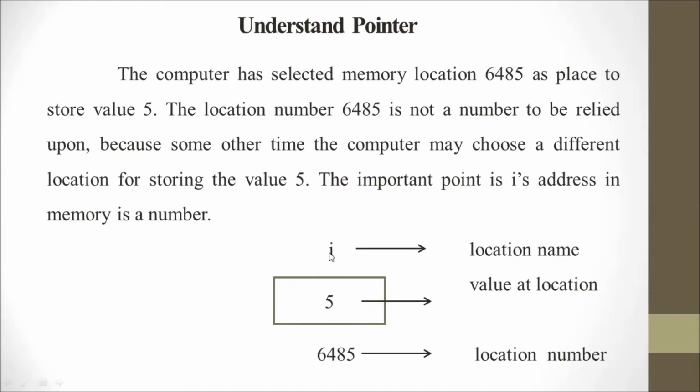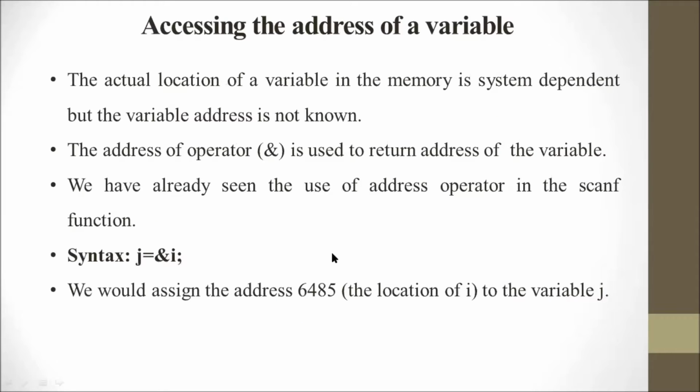So similarly we are talking here. I variable contains the value 5 and the I address in memory is 6485. So 6485 is the address of I, and this is a computer generated address location in the memory. The computer stores it anywhere in the memory where the space is free. Okay. So I think you understand the pointer, how to store the value, and how to represent the address of the variable.